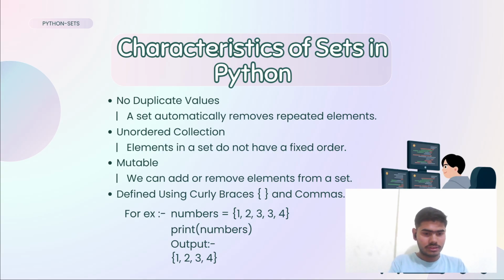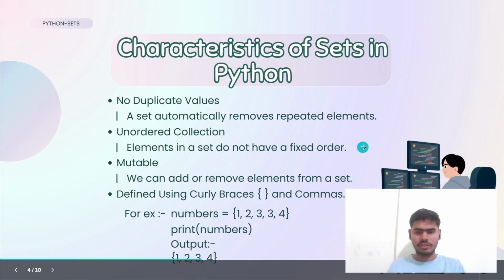But now let's take an example. Here we have taken a set called number, equal to curly brackets with elements separated by commas, and they are numbers. So there are 1, 2, 3, 3, and 4. Afterwards, we use the print function to print the number, and the output here is 1, 2, 3, and 4. By seeing the output, you can see that there is only one three, because it's repeated in the set. So in the output, it automatically gets removed due to its repetition. Let's go further now.